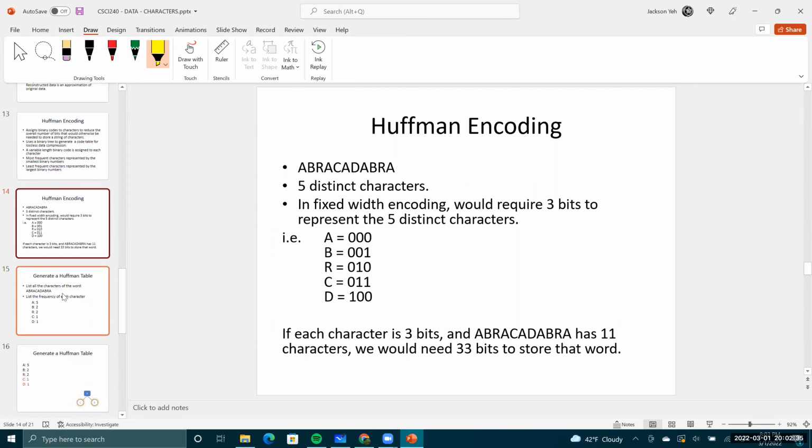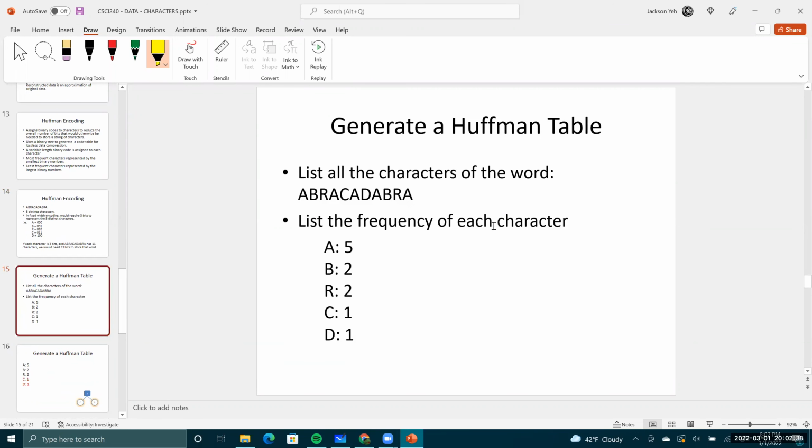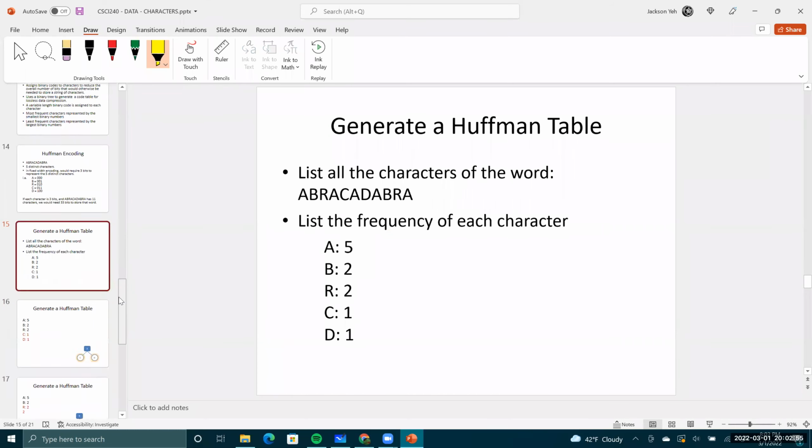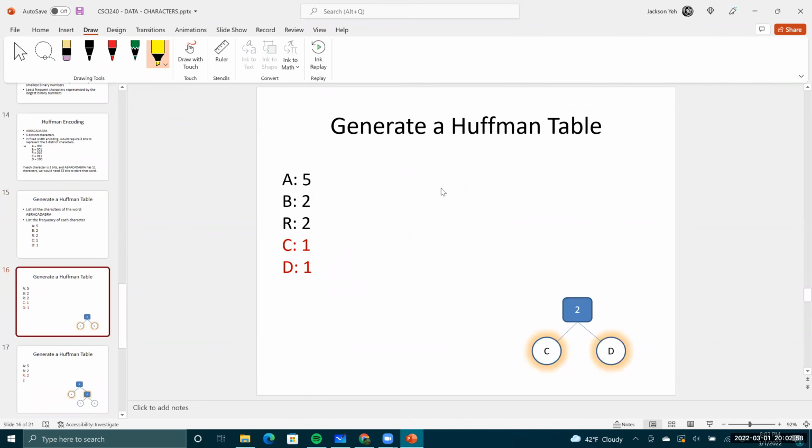Now let's go through Huffman encoding. What Huffman does is list out all the characters in the word abracadabra and break out the frequency of each character. It sees that A happens 5 times, B happens twice, R happens twice, and C and D only happen once. So now it has this frequency. Then it builds a table. I want to be very clear: you are not responsible for building this table. This is really a binary tree that you will cover in data structures, so you're not responsible for knowing how to build this. This is just for illustration purposes, so you can have an idea of how Huffman encoding works.